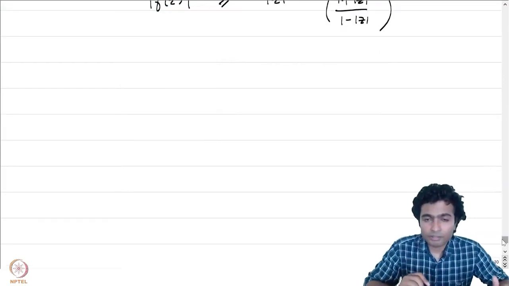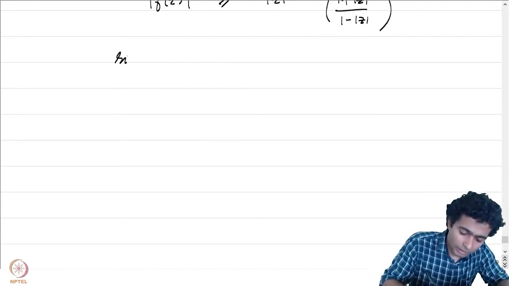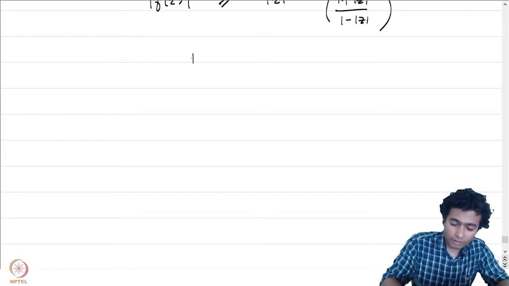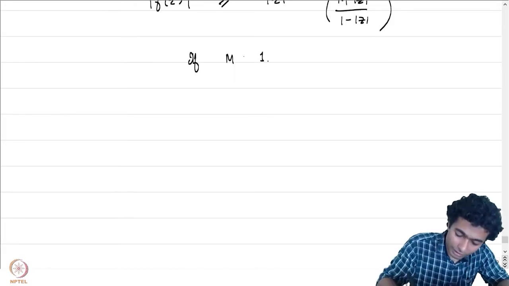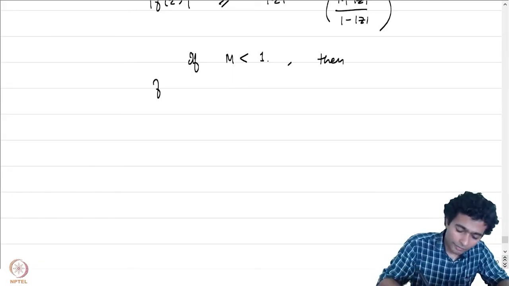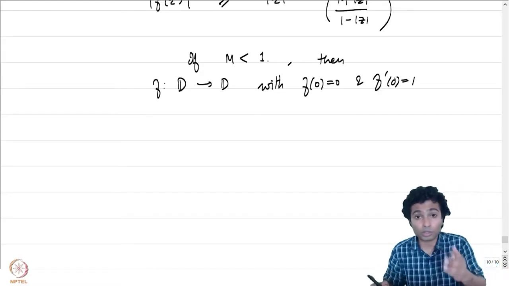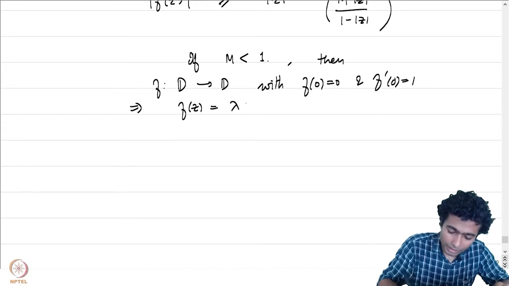So, the first observation is that our number m has to be necessarily greater than or equal to 1. Since mod f, if m is less than 1, let us end up with some contradiction, then f will be a map from D to itself with f of 0 equal to 0 and f prime of 0 equal to 1, and Schwarz's lemma tells us that f of z is equal to lambda times z.